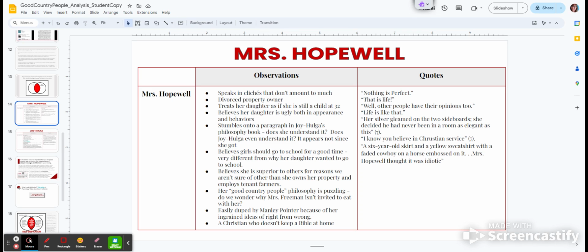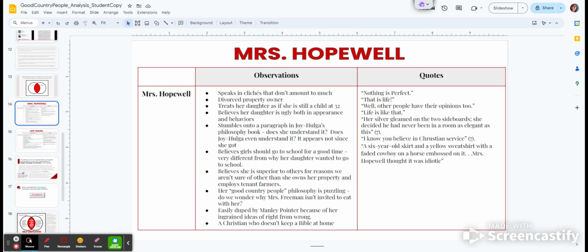I'm using text evidence. So I've got these observations about Mrs. Hopewell: that she speaks in these cliches that don't amount to anything. She is divorced. She's a property owner. I think it is important to point out how it's all female. It's an all female cast until Manly shows up on the scene. She treats her daughter as if she's still a child. She believes her daughter is ugly in her appearance and her behaviors.